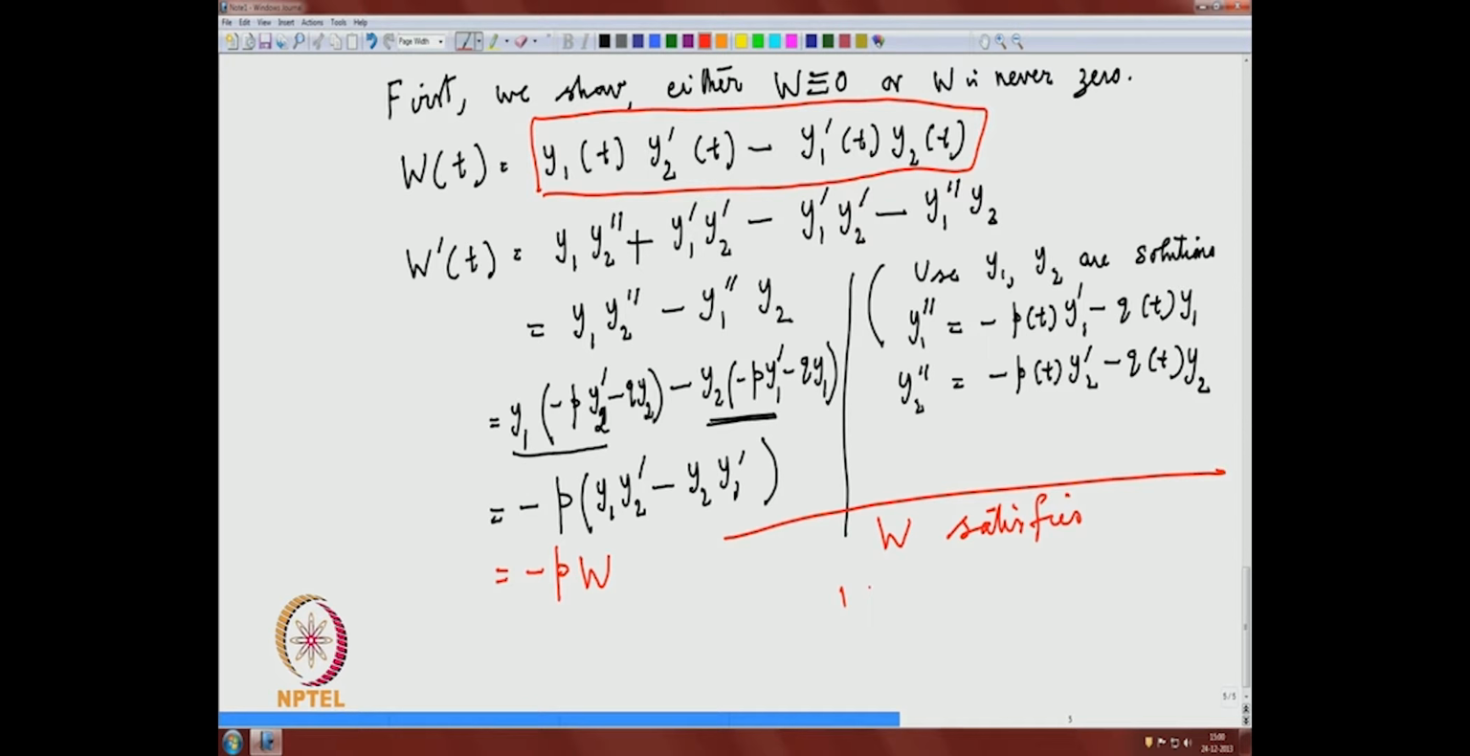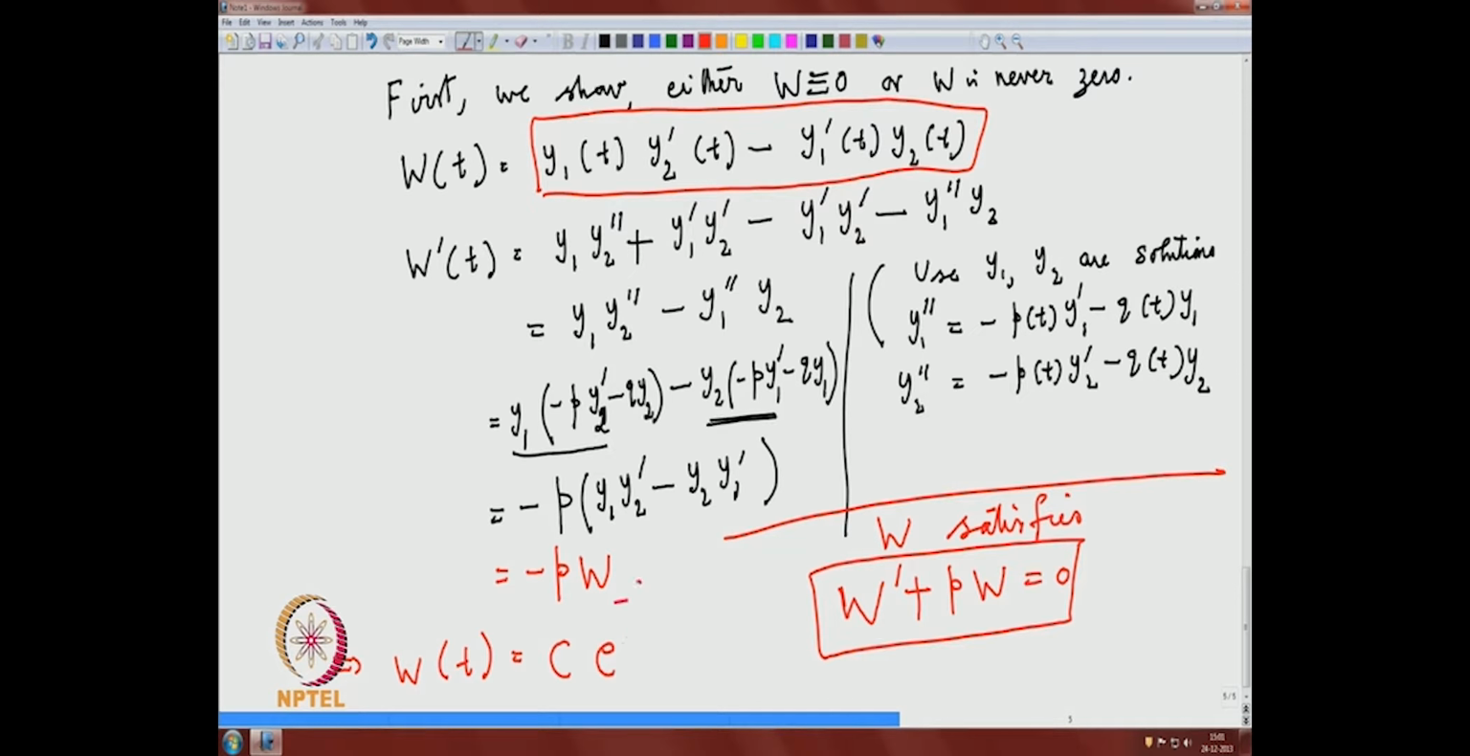w prime plus p w is equal to 0. So, that shows immediately w is a first order equation, homogeneous linear equation, and that implies immediately your w t is in terms of the integral. Immediately you will see that w t is equal to c times the exponential of minus the integral of p t dt. You see your correct equation to be done.